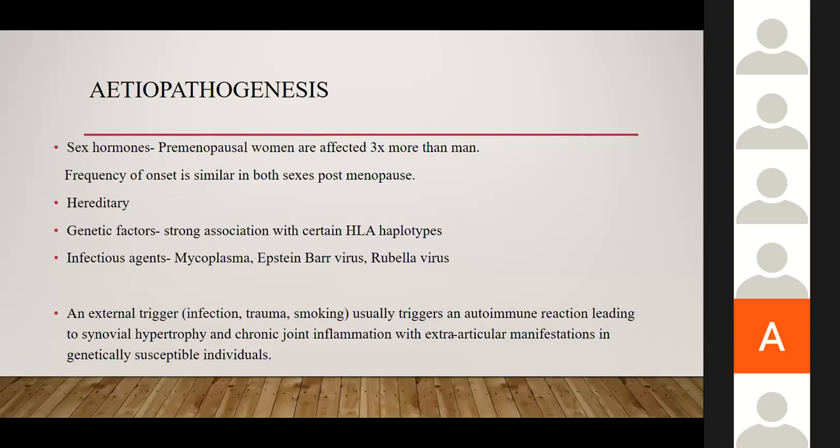And then you are going to have an effect on the synovial membrane, which is lining the joint. So we are going to have synovial hypertrophy with chronic joint inflammation and then destruction of the joint. And also you are going to have extra-joint manifestations as well.